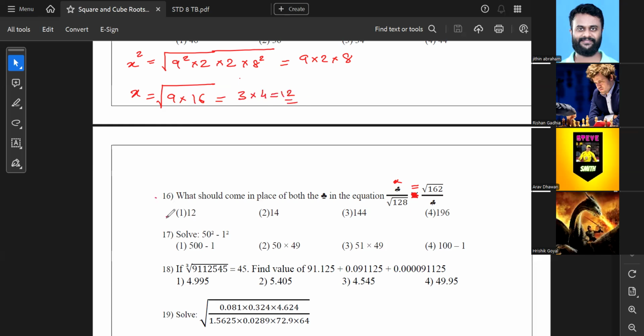Sir, can't we just directly write root 144? Because we know what 9 into 2 into 8 is, right? So we can write... You can go ahead, not a problem. Okay, good one. So he said, can't we write this directly as 144 and then proceed further?